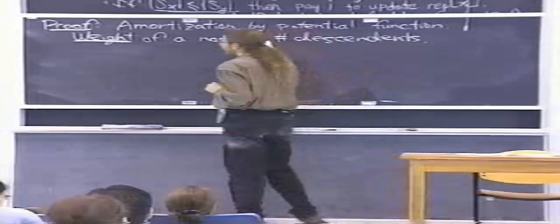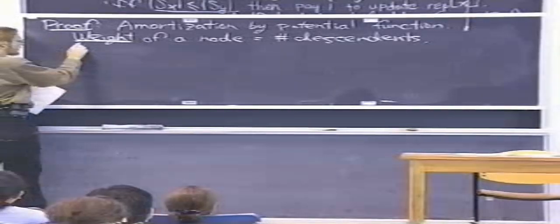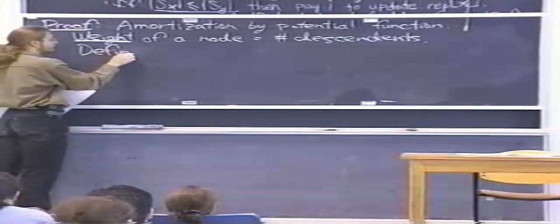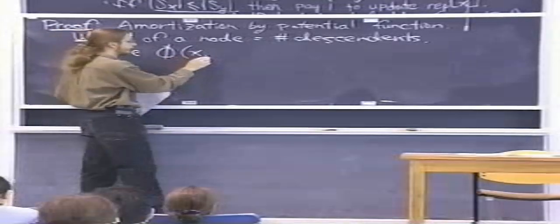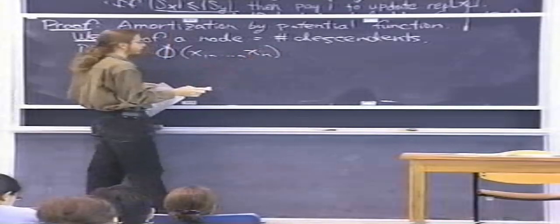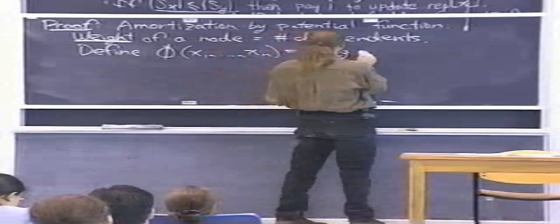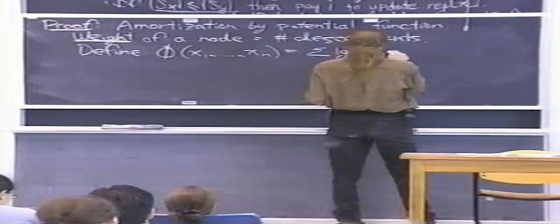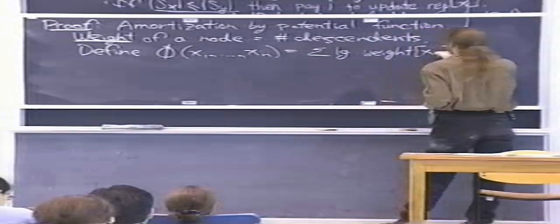So if I pick some node x, its weight is the number of nodes in the subtree rooted at x. And then my potential function is going to be the sum of the logs of the weights. Suppose that all of my elements are x1 to xn, in all the trees. For each one, I can compute its weight, I can take the log, and I can add them up. That's my potential function.